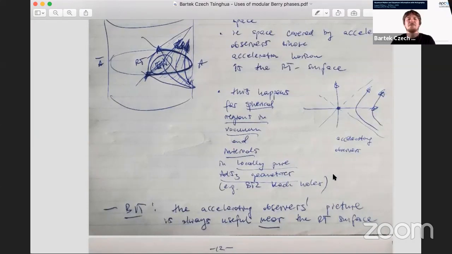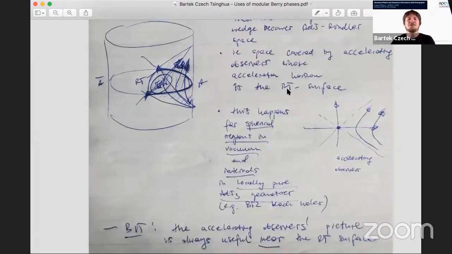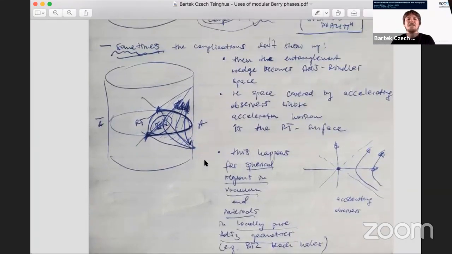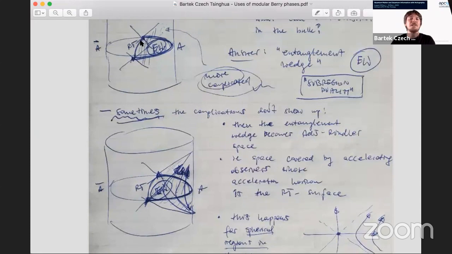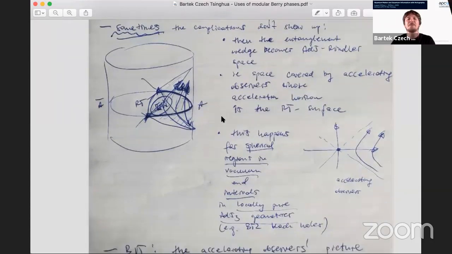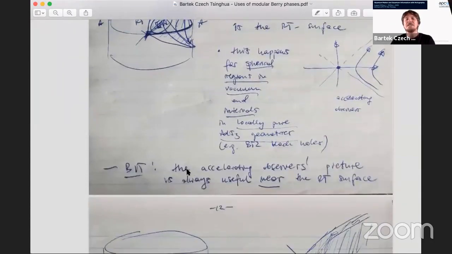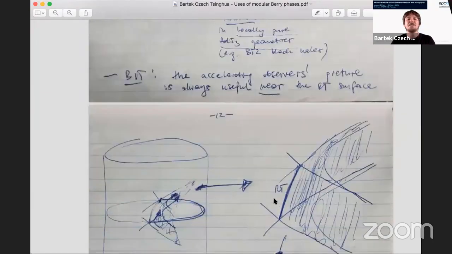So we have to remember that what I just told you about Rindler spaces is just an aid in visualization in general. However, it is really true close enough to the RT surface. If I'm close enough to the RT surface, I might as well pretend that the entanglement wedge is a Rindler space. Farther away, that will just break down, but close enough, it's okay. And so yes, this is the statement I'm making here. The accelerating observers picture is always useful if I'm near enough the RT surface.